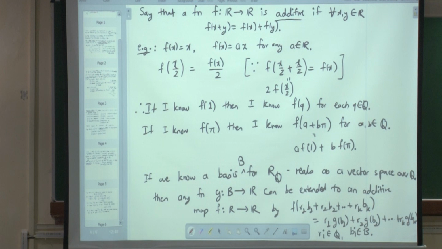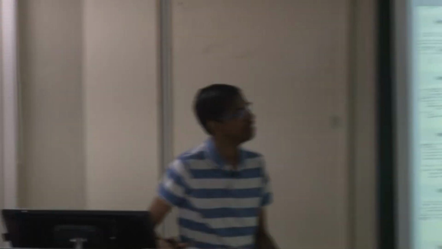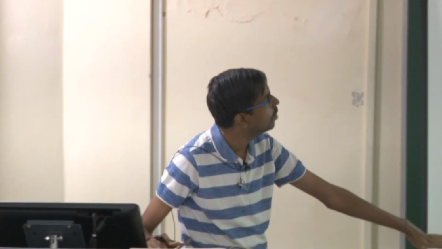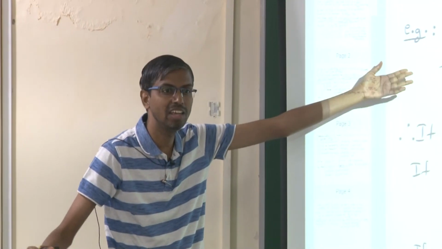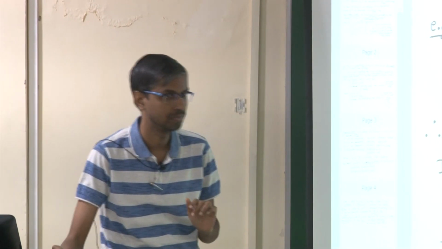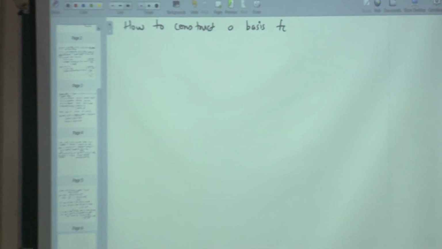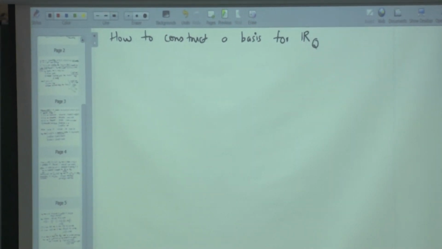Okay, so what do I know so far? That if I know that a basis exists, then I can find a non-trivial additive function. I mean, this is a trivial additive function, I can find a non-trivial additive function. The question now is how to construct a basis for R over Q.